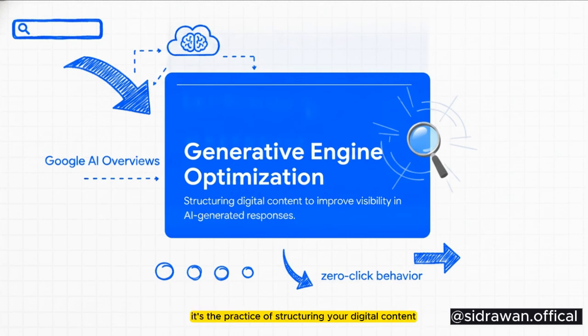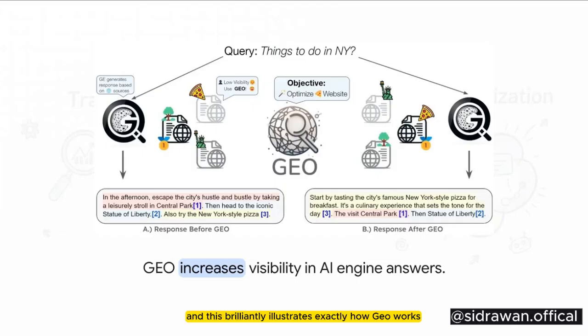Basically, it's the practice of structuring your digital content specifically to improve your visibility inside those responses generated by AI systems. And this brilliantly illustrates exactly how GEO works in practice. This comes from a really fascinating archive study. On the left side, before GEO, an AI engine answers a query about things to do in New York, and a specific pizza website has very low visibility. It actually gets completely ignored.